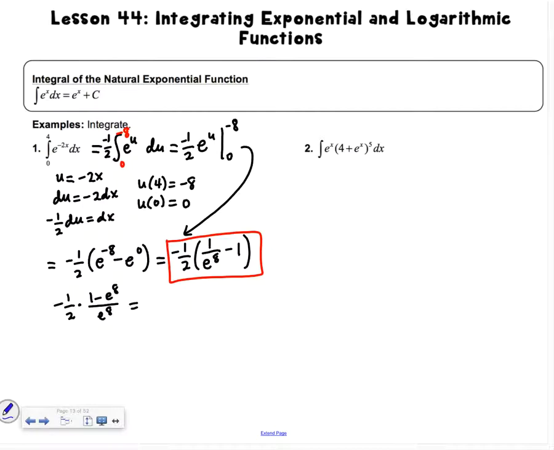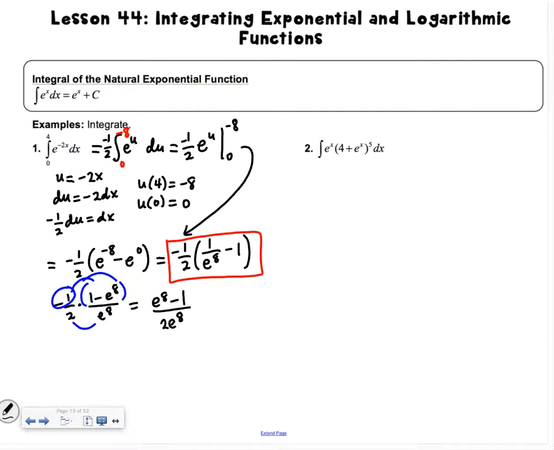And then they would distribute this negative 1 to the top, kind of do parentheses, and distribute the 2, multiplied by 2 on the bottom. So we'd have e to the 8 minus 1, right? If I've multiplied by negative 1, I'm switching the sign on both of them, all over 2 e to the 8. That would be the other way that they would write it. Does that make sense?